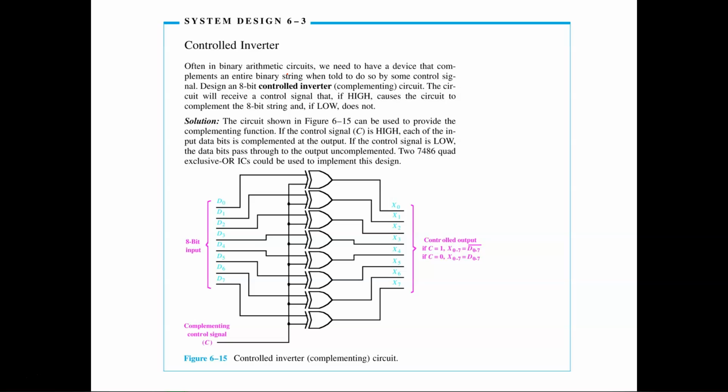So this is a controlled inverter. We're using binary arithmetic circuits to control a signal. Design an 8-bit controlled inverter that receives a signal that, if high, causes the circuit to complement the 8-bit string, and if low, it does not. So we have an 8-bit string and we want a controlled output.